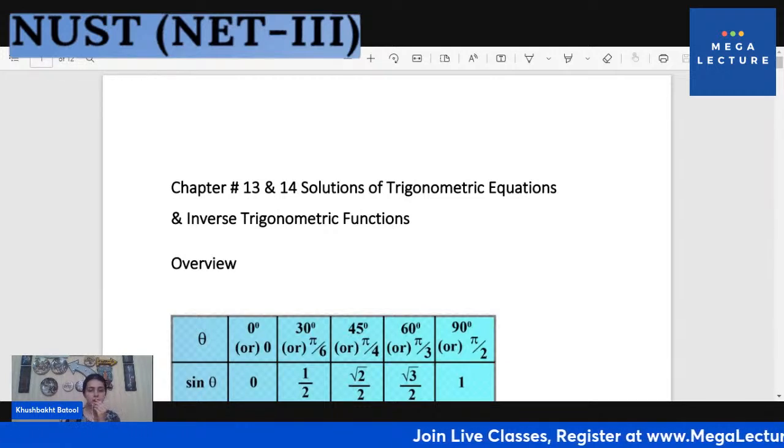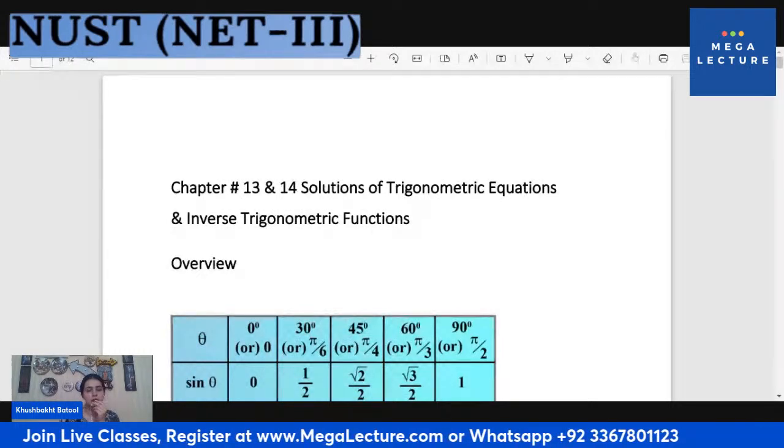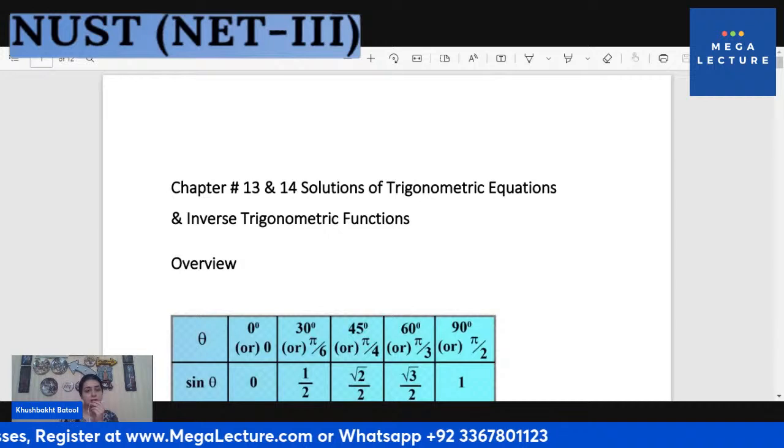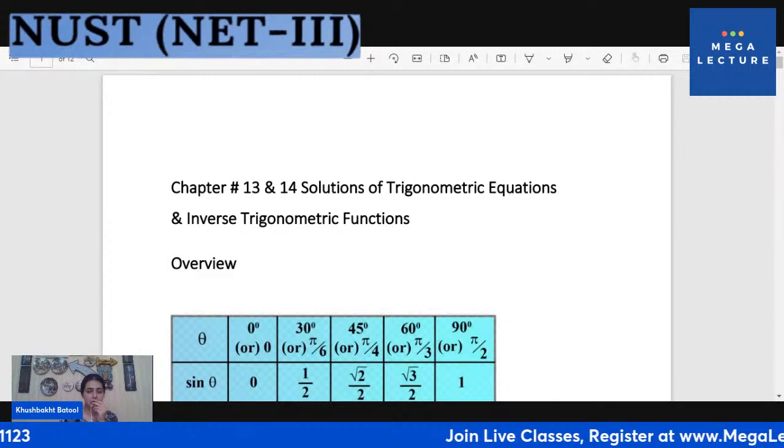Today we will be talking about some more NUST entry test past paper questions from the maths section, specifically from the 13th and 14th chapter, that is solutions of trigonometric equations and inverse trigonometric functions. So let's get started.